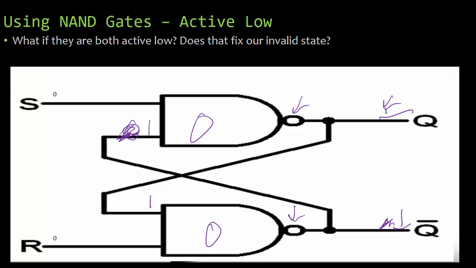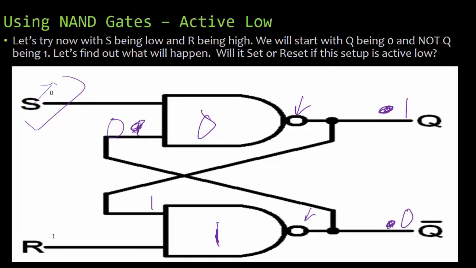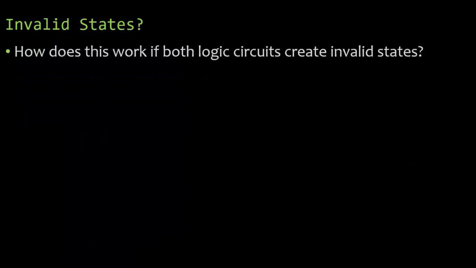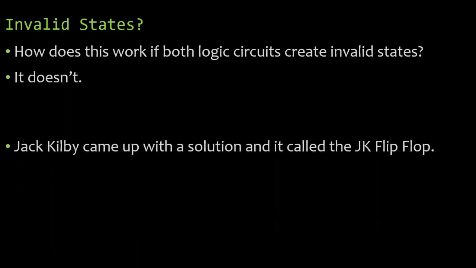So the truth table works a little differently. When both of them are 0, we get an invalid state. In a NOR gate, when both of them are 0, we got a valid state. So for this one, it's a little different, but you can make your truth table based on all the scenarios that we have here. So invalid states. So how does this work if both logic circuits create invalid states? It doesn't work at all.